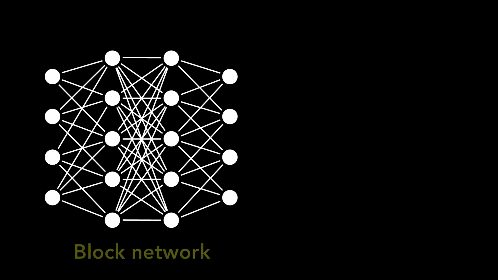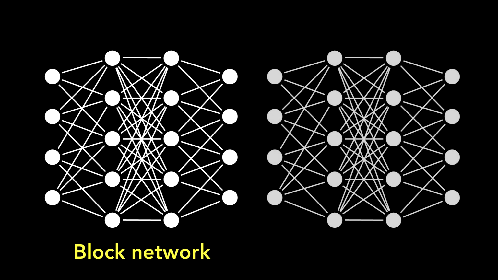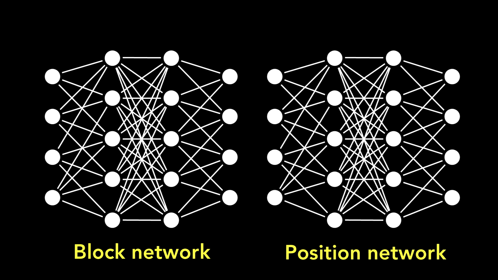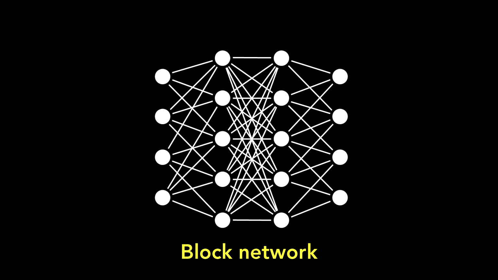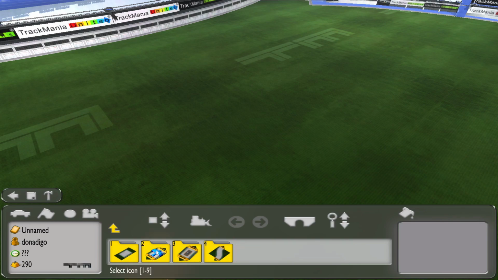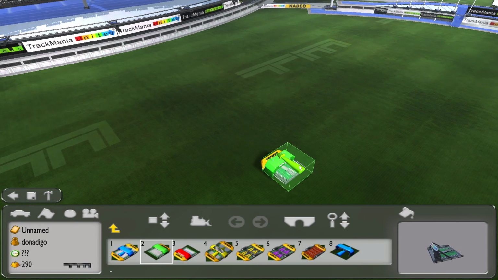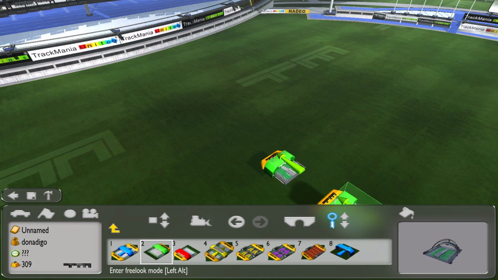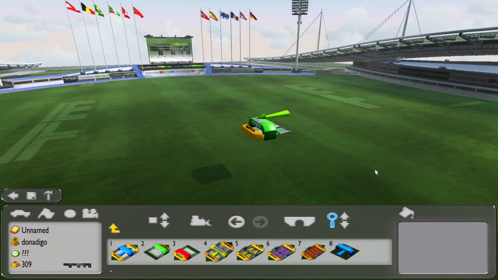For generating our track, we will utilize two separate neural networks that perform their own task. Let's take a look at the block network first. The task of the block network is to predict, based on previous blocks we placed, what type of block to place next. Say that we initially placed the start block on the map. What we want to know is what block to place next.